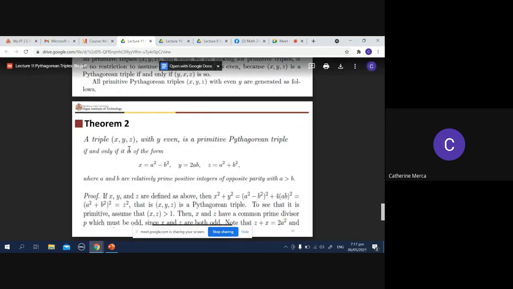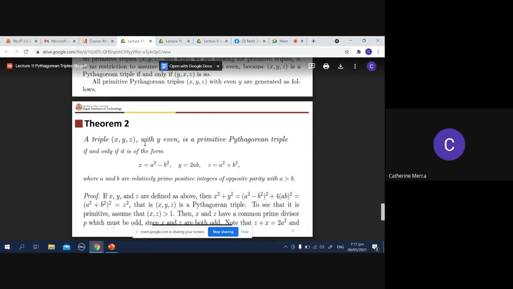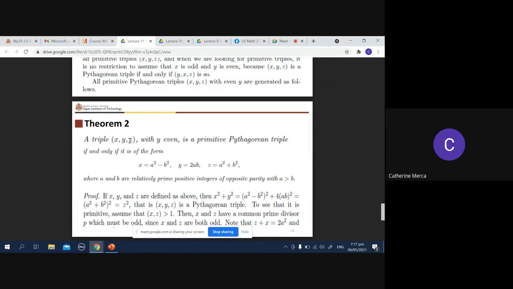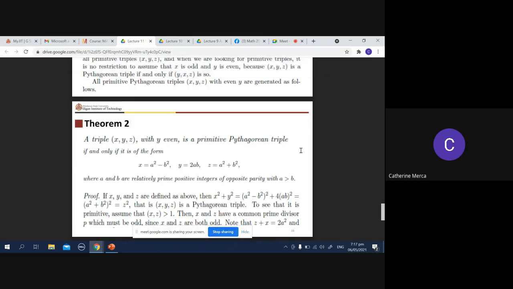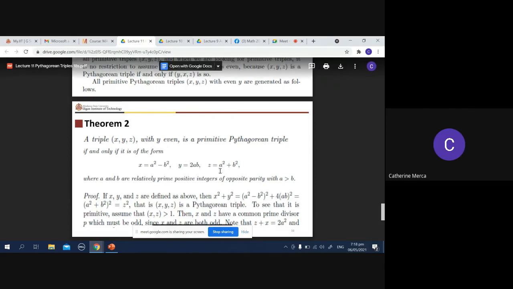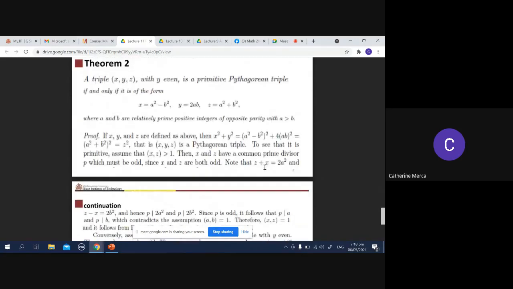Theorem 2: a triple x, y, z with y even is a primitive Pythagorean triple if and only if it is of this form. So again, we have a criterion for a triple x, y, z with y even. It's a primitive Pythagorean triple if and only if x can be rewritten as a squared minus b squared, y is 2ab, and z is equal to a squared plus b squared.